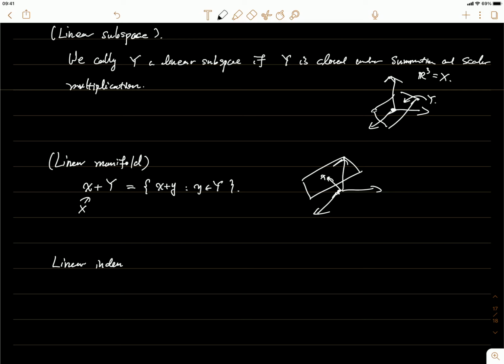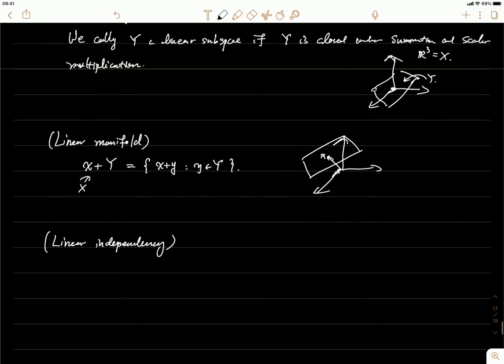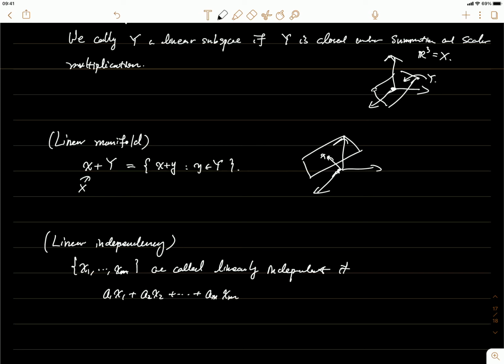Linear independence. If we say x1 through xm, vectors in the space X, are called linearly independent if, for a linear combination a1 x1 plus a2 x2 plus ... plus am xm, where the xi's are just some vectors in X and a1 through am are scalars in the field K, this equaling 0 implies that every coefficient is equal to 0.